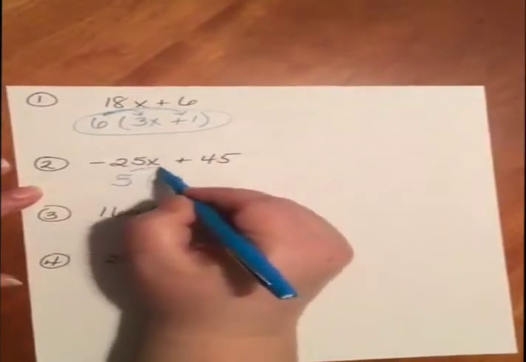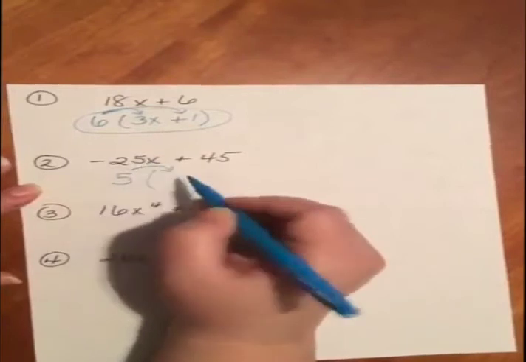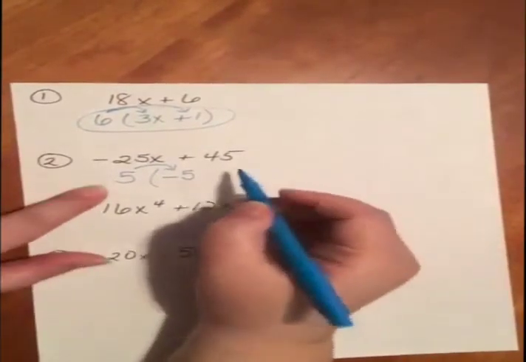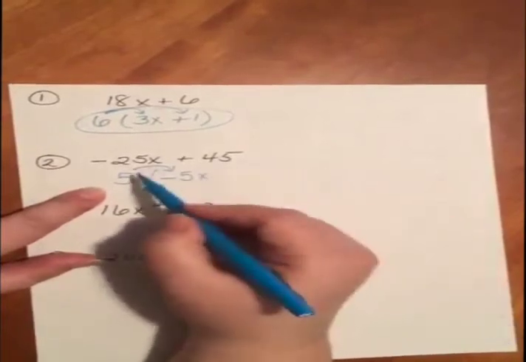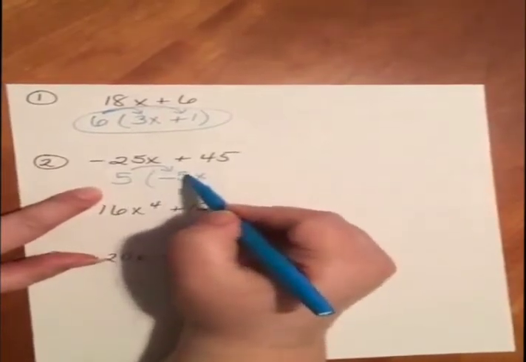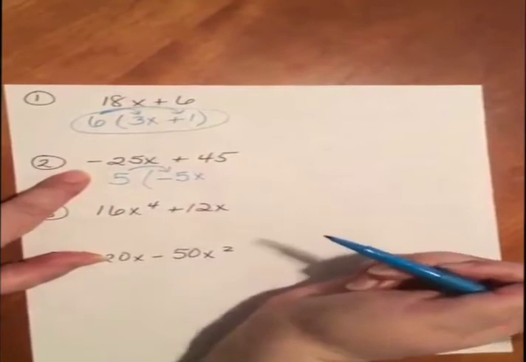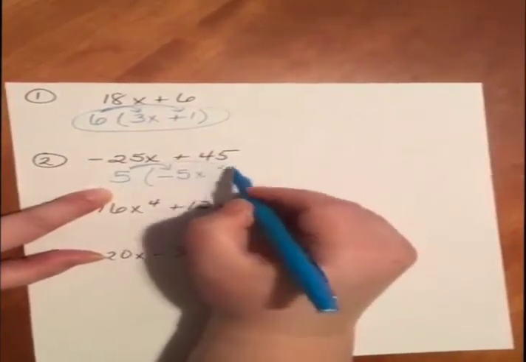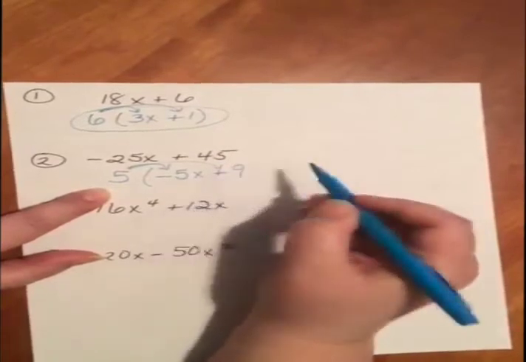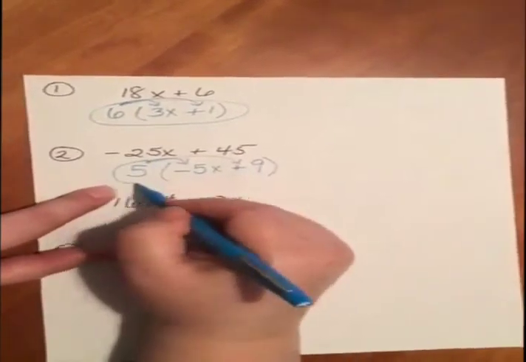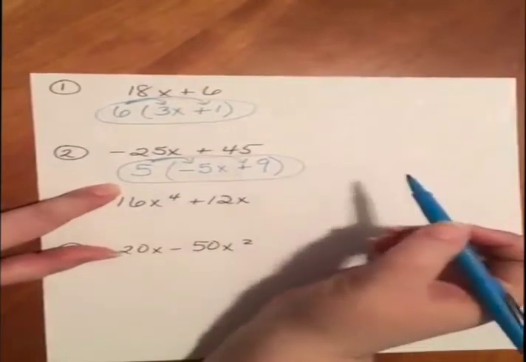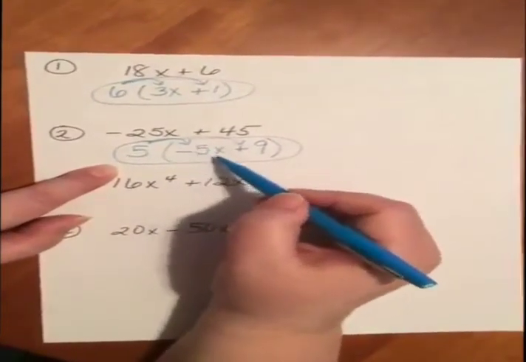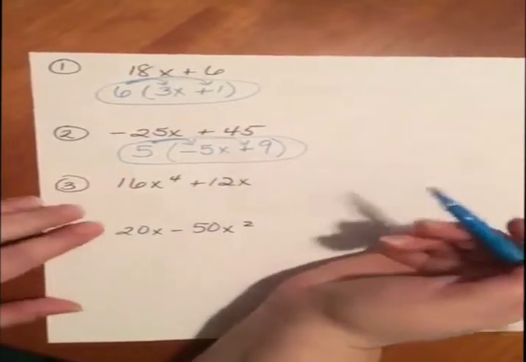5 times what will give me a negative 25x? So 5 times negative 5 gives me my negative 25, and I need to put an x with it. So 5 times negative 5x gives me my negative 25x. 5 times what gives me my positive 45? A positive 9. So my final answer, once I've factored out a GCF, is 5 times, in parentheses, negative 5x plus 9.